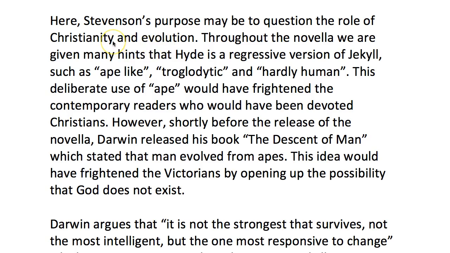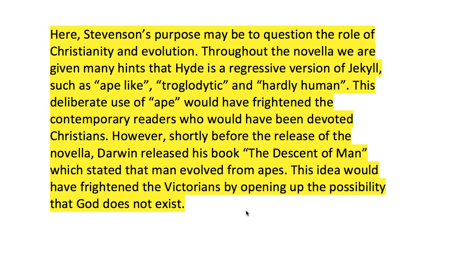So this is two aspects of context: Christian belief of the readers and the growing understanding of evolution as a science. "Throughout the novella, we are given many hints that Hyde is a regressive version of Jekyll, such as ape-like, troglodytic, and hardly human. This deliberate use of ape would have frightened the contemporary readers who would have been devoted Christians. However, shortly before the release of the novella, Darwin released his book, The Descent of Man, which stated that man evolved from apes. This idea would have frightened the Victorians by opening up the possibility that God does not exist." Now, let's pause here a minute.